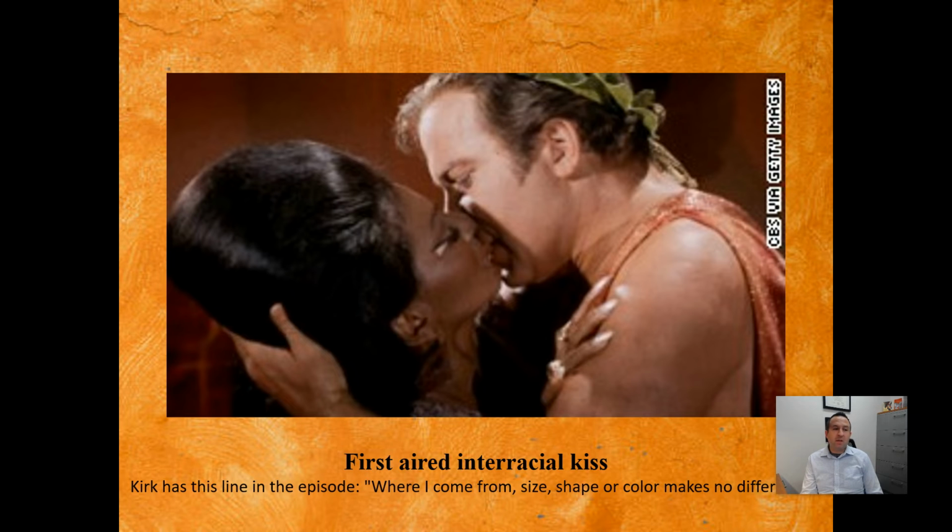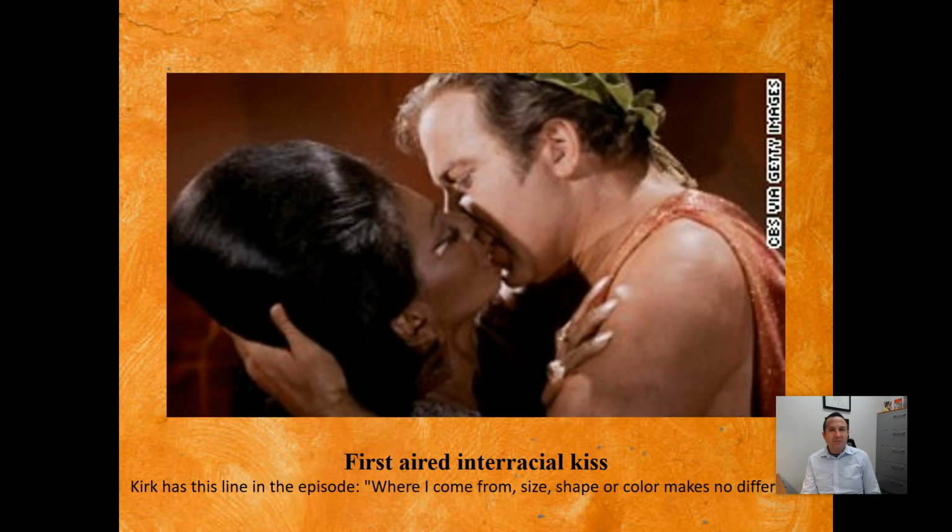First and foremost, it was the first televised interracial kiss that occurred on the sci-fi television show Star Trek, when Captain Kirk will kiss Lieutenant Uhura. And Kirk's very famous line, what he says in the episode was, "Where I come from, size, shape, or color makes no difference."